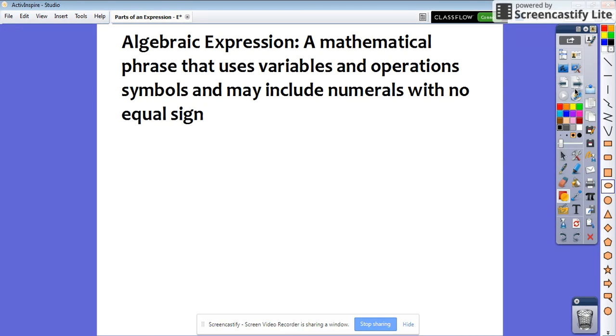So here's algebraic expression. Sounds like algebra. Let's see what it means. A mathematical phrase that uses variables and operation symbols and may include numbers with no equal sign. So an algebraic expression is going to have numbers, going to have your operations, add, subtract, multiply, divide, but it also has variables. So this is your ones with letters. So x plus 4 is an algebraic expression. No equal sign, and it includes variables. Go ahead and pause right now and make sure you have all your definitions up to this point filled in.